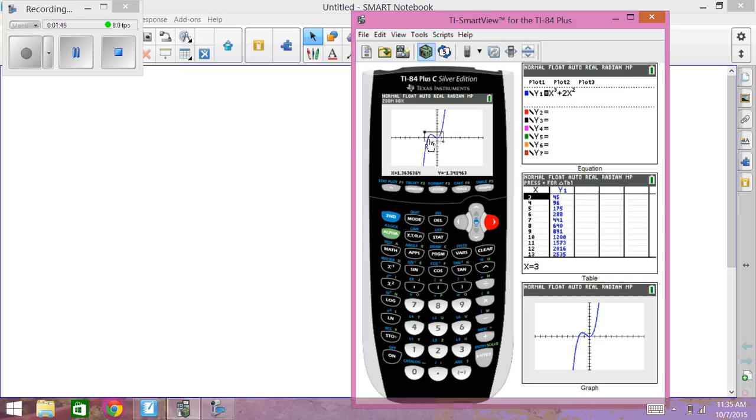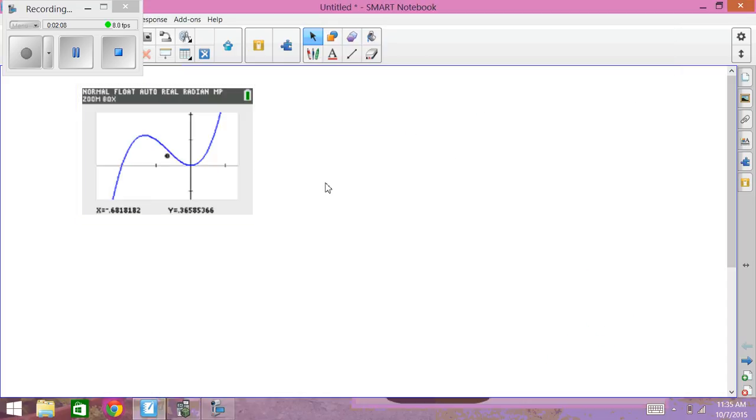See, now I have the bumps. I'm going to get those really close up, so I'm going to hit enter. And now my maximum and my minimum are really close up. There it is. Okay. So my local maximum is this point here, and my local minimum is this point here.